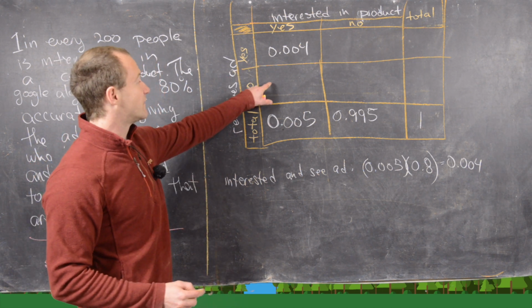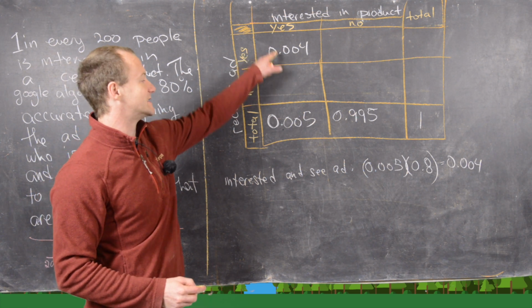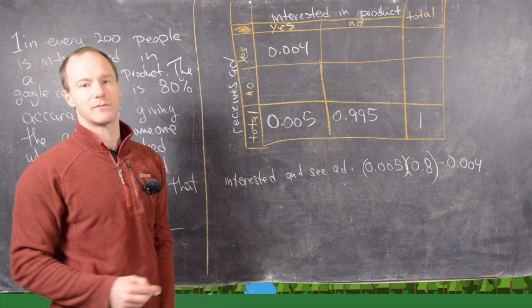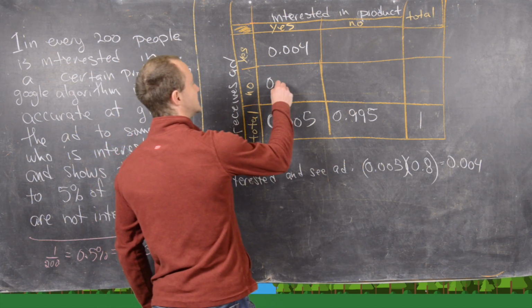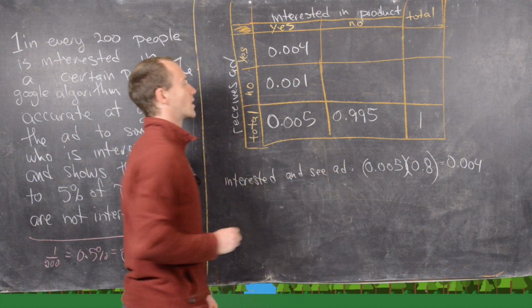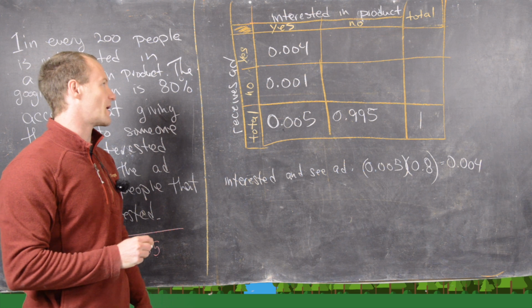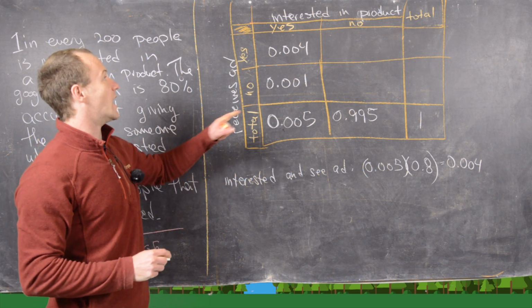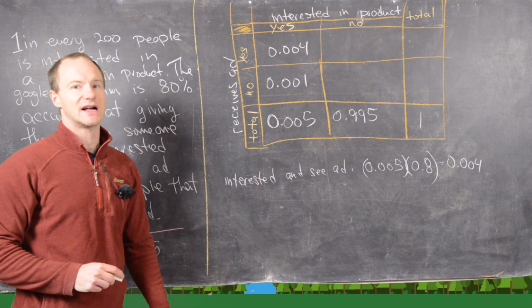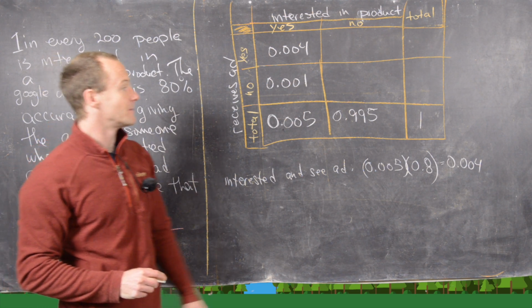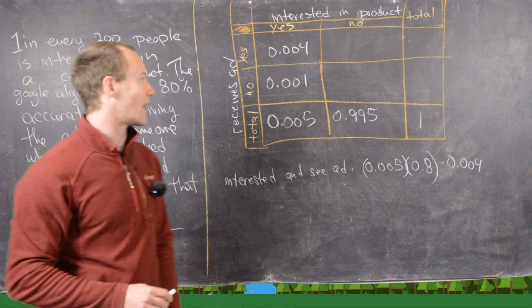And now we can fill this one in very, very easily because these have to sum to this number down here. So that leaves us with 0.001, or in other words, 0.1% of the population are interested in the product but do not see the ad. Okay, so now let's go ahead and fill this in out here.